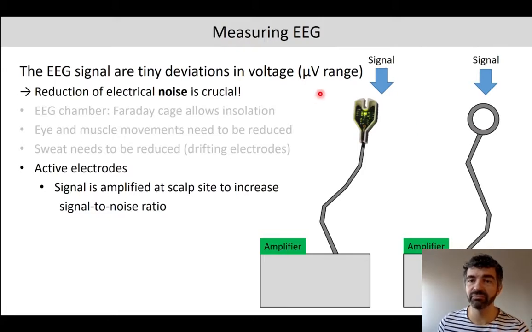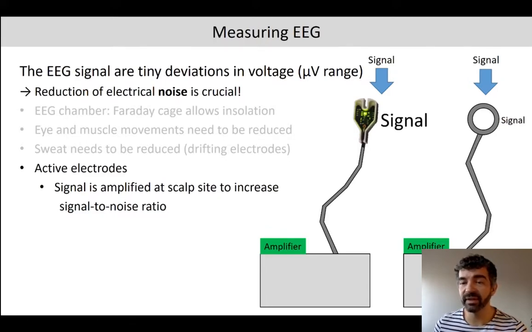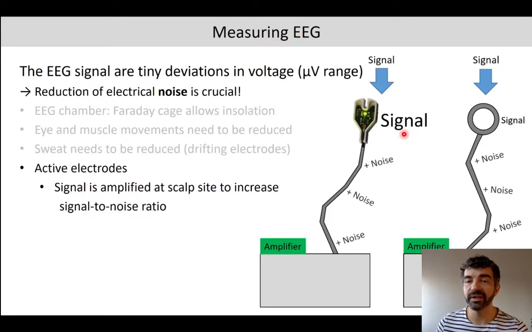Now what happens is, after that signal goes to the end of one of these electrodes, you have a larger signal here because it's amplified. It's not so large here. But could you just not amplify it here and then end up with the same thing? Well, the problem is that on the way from the tip of the electrode, where the signal emerges from the head, to the amplifier, there will be a lot of noise added.